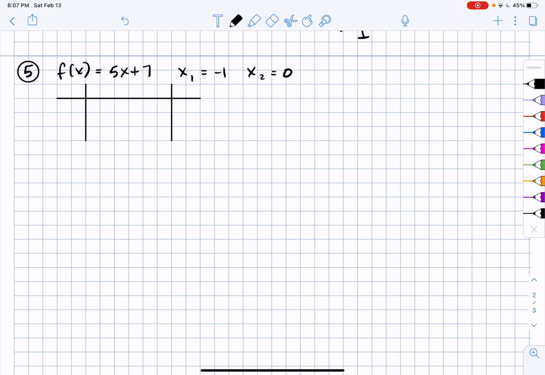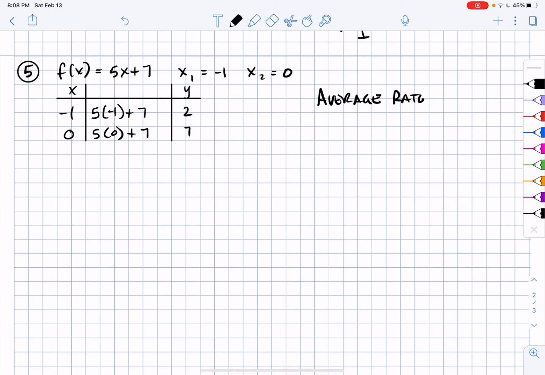All right. So, I have my x. And I got my y. So, my x is negative 1. That means I got to do 5 times negative 1 plus 7. And that's going to give me a 2. And when I put in 0, I got 5 times 0, which is 0, plus 7 is going to be 7. Then, the average rate of change just means slope.